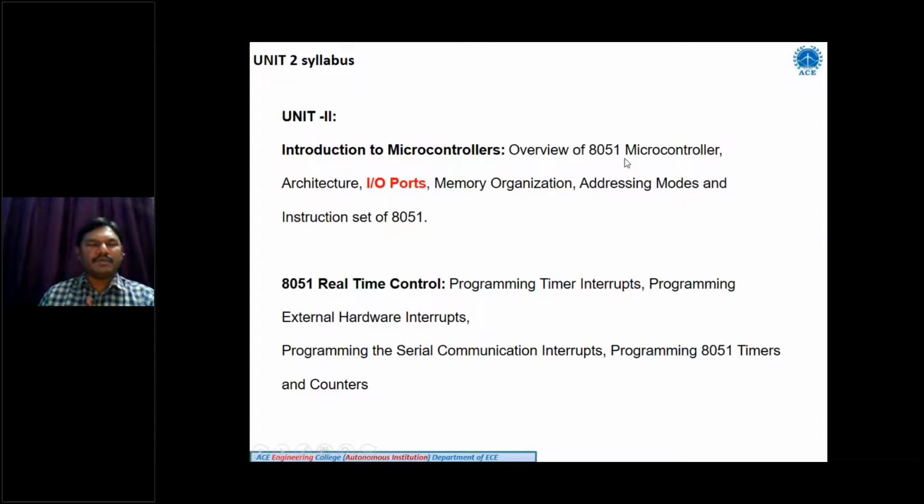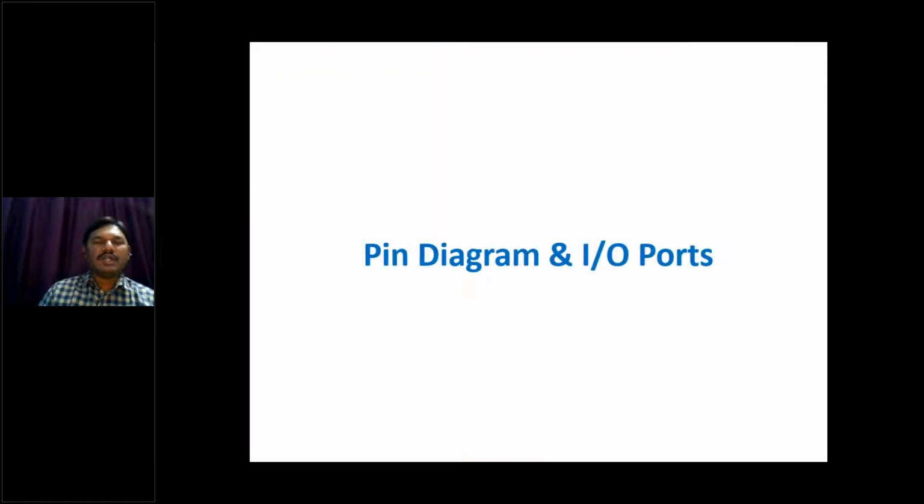Today I would like to explain one more topic of second unit, microcontrollers, that is IO ports. IO stands for input and output ports. Port means a place where we can apply the input or where we can receive the output, and it is called the input and output port, right? But this topic is called the pin diagram and IO port because these IO ports are part of the pin diagram. What is a pin diagram?